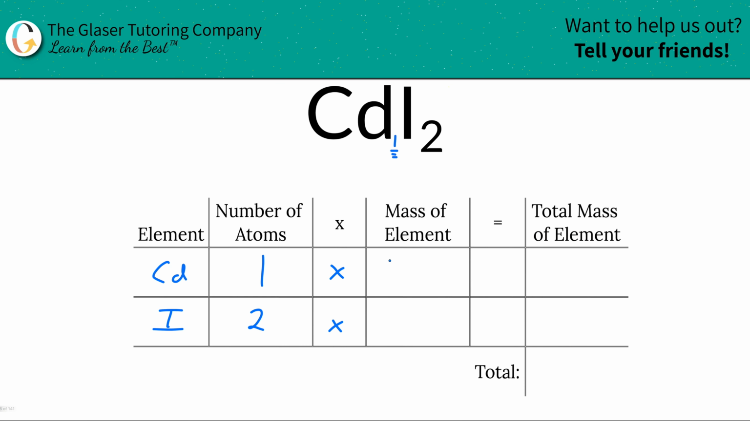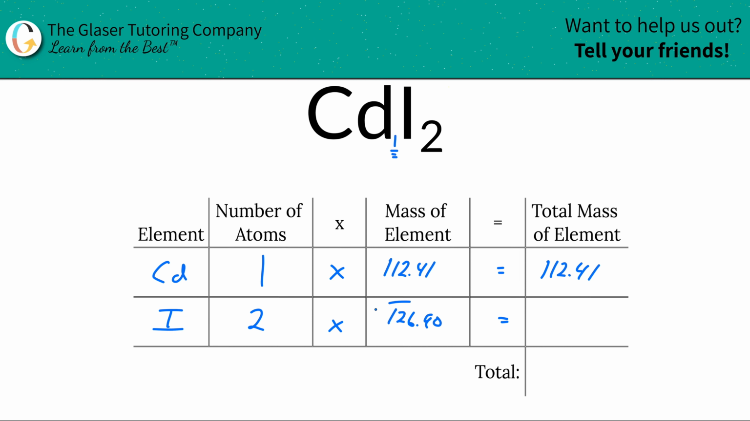So it's going to be 112.41 for cadmium, and then iodine is 126.90. And then all we're simply going to do to find the total mass of each element is multiply across the row, right? If each cadmium weighs this, and you have one of them, then obviously the total mass of the cadmium there is going to be 112.41.